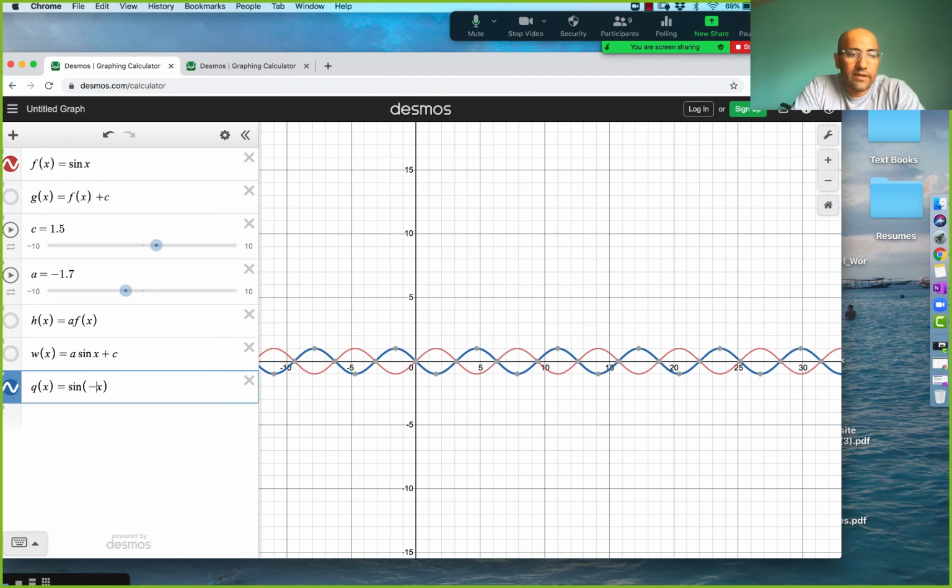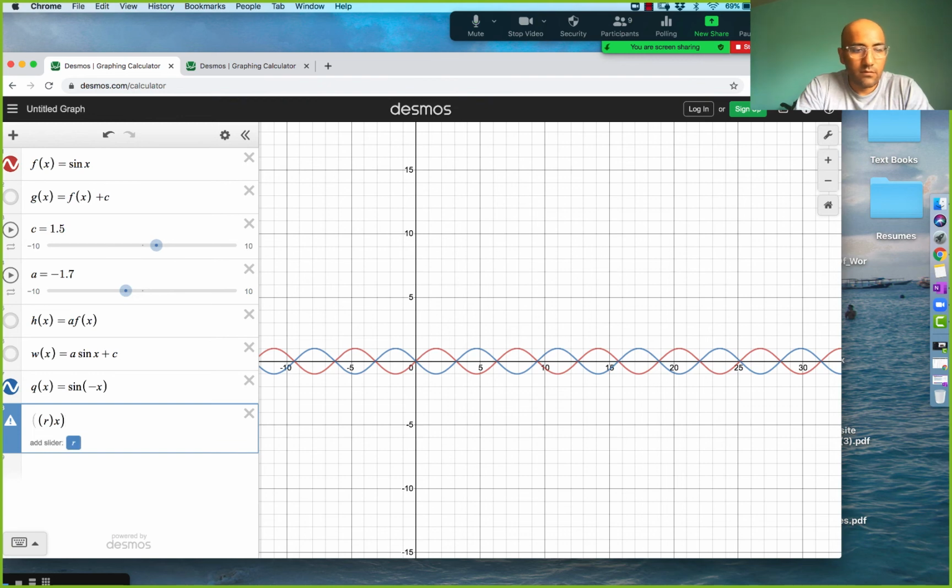Now, an interesting thing about the sine function is that it's an odd function. It means that its reflection about the x-axis is equal to its reflection about the y-axis. So when I did this versus before when I did this, so let's do, I don't know, r of x, whatever.